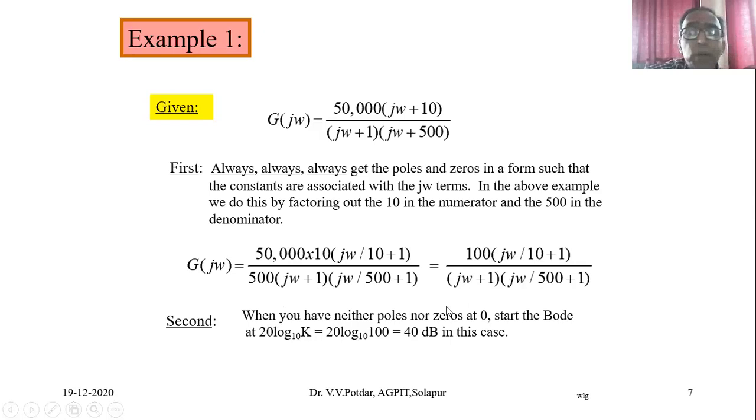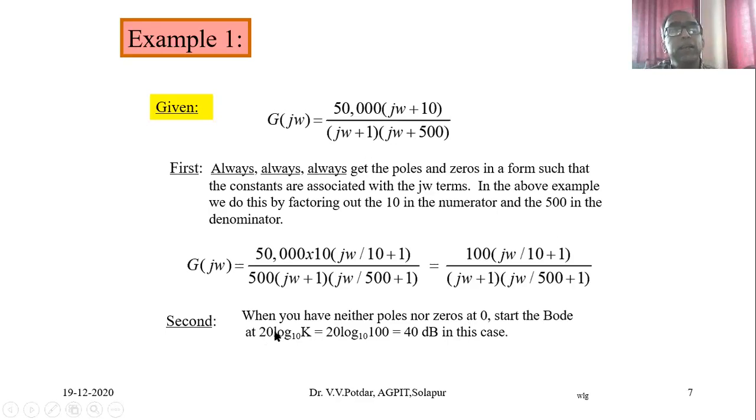And we don't have poles or zeros at 0 because we don't have any s term as such, isn't it? No s term in the numerator, no s term in the denominator. So no poles or zeros at the origin. So whatever zero I have got, it's a simple zero or first order zero at s equal to minus 10, one pole at s equal to minus 1, and second simple pole at s equal to minus 500. So 2 poles and 1 zero and 1 constant term.